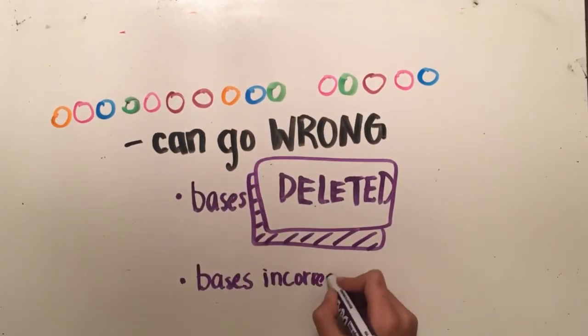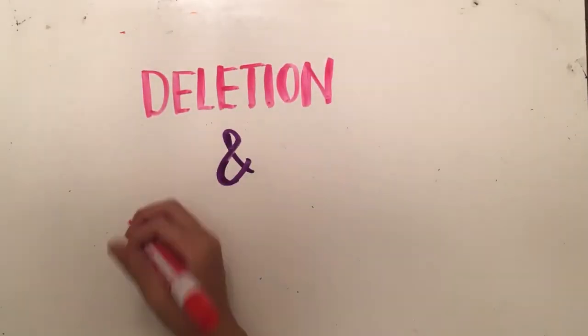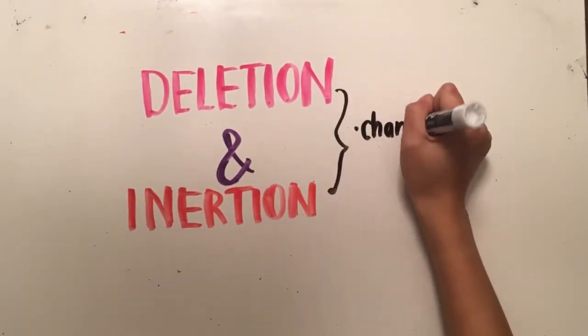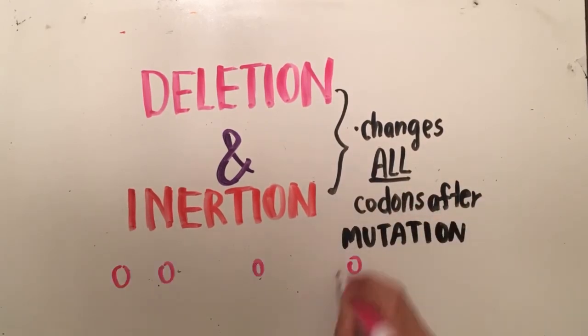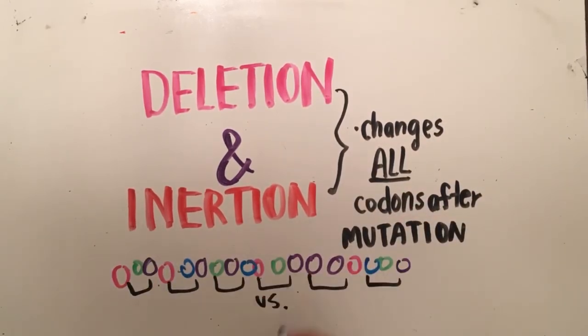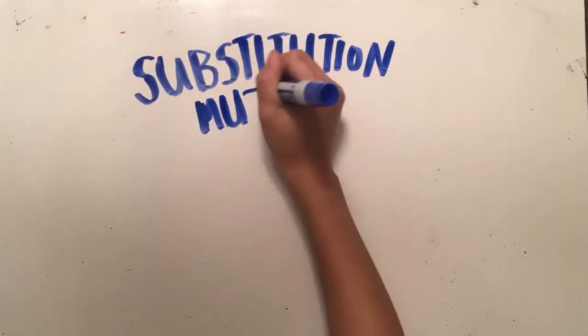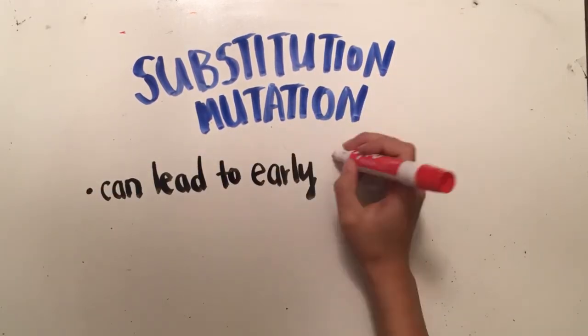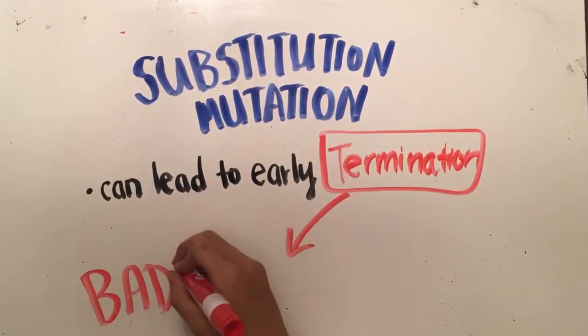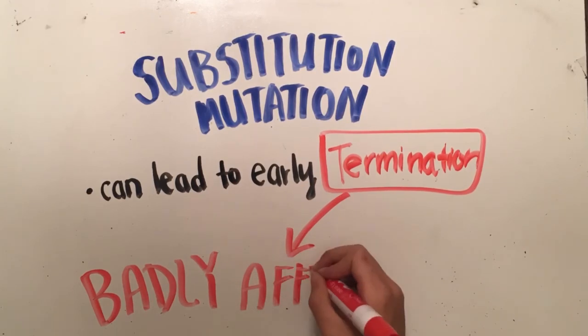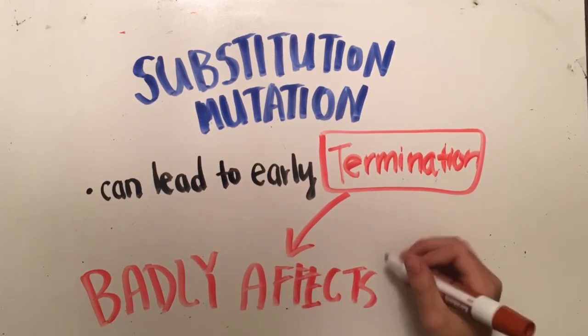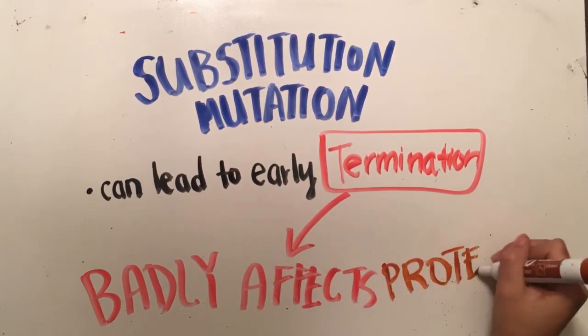Sometimes the bases are incorrectly inserted or deleted, which can lead to the entire polypeptide chain being messed up. Every single codon would be reading for a different amino acid, which means that the protein that was needed is now completely different. A less disastrous mutation is the base substitution mutation. This change has no outward effect, but leads to termination occurring early, which can badly affect a protein.